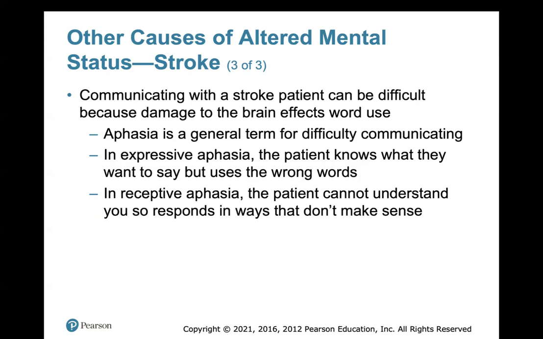So when communicating with a stroke patient, you've got to remember that sometimes they will have aphasia. Aphasia is just kind of a blanket term for difficulty communicating. When a patient has expressive aphasia, they know what they want to say, but the wrong words come out. That's the nonsense words. They just come out saying random words that have no bearing on anything that you're trying to talk about. They know what they're trying to say, but they can't get the words to come out appropriately.